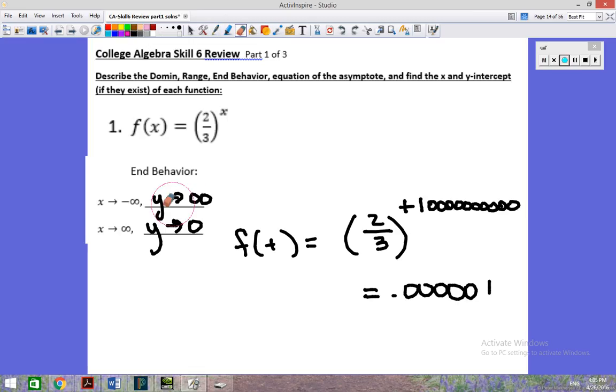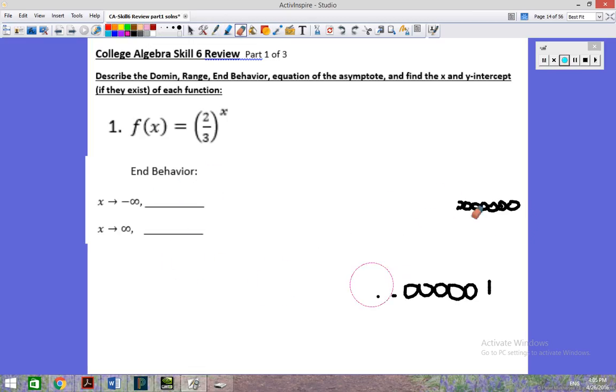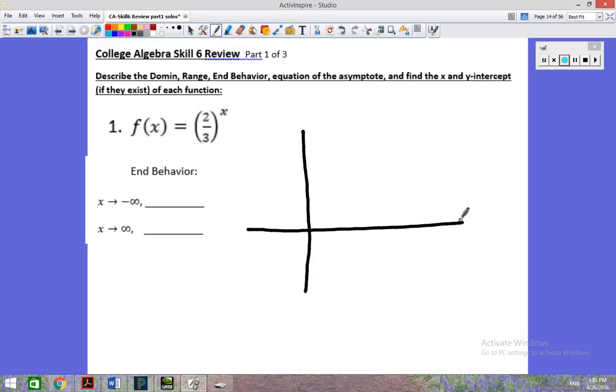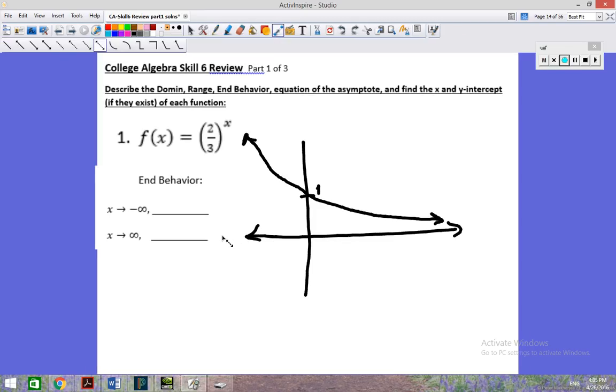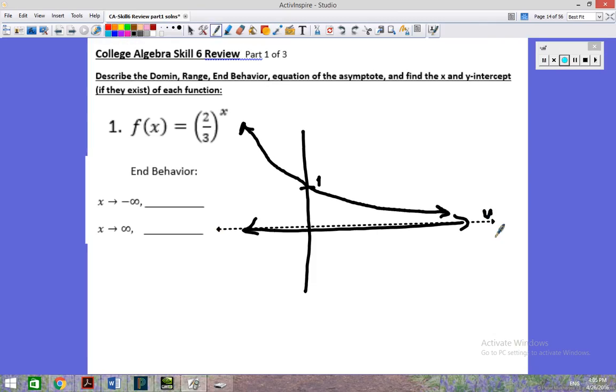Now, we can also approach this by just looking at the graph. We know some basic things about this graph. We know that if the base is smaller than 1, this exponential function is a decreasing function, that its shape looks like that. We've already seen that the y-intercept is 1. We've already seen that the horizontal asymptote is the line y equals 0, and there is no vertical asymptote.